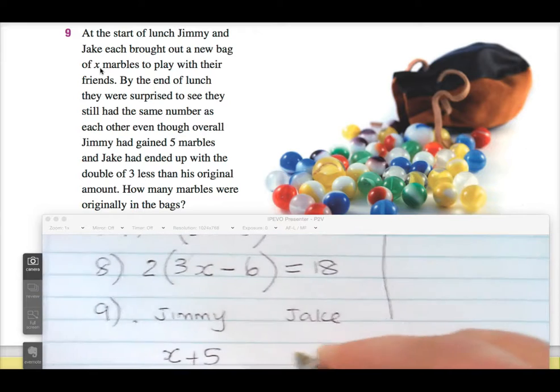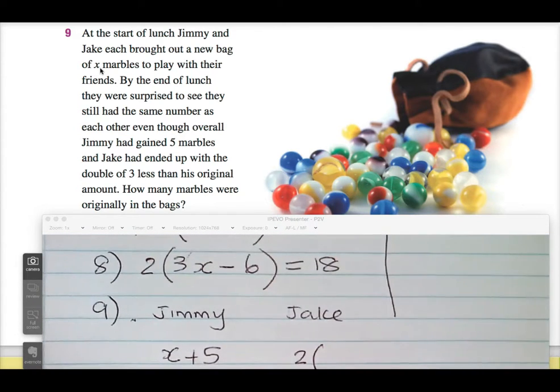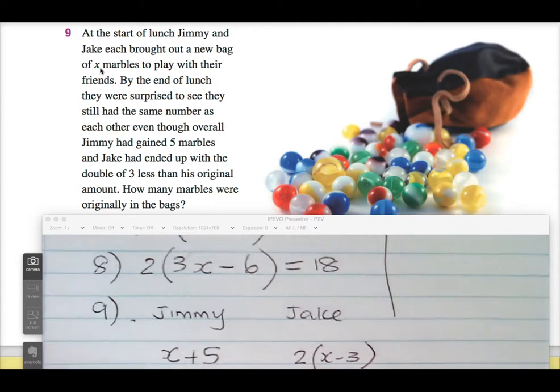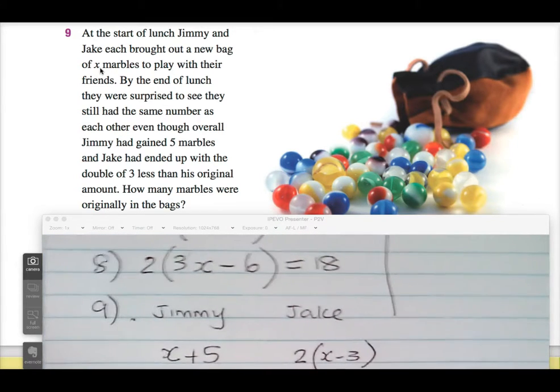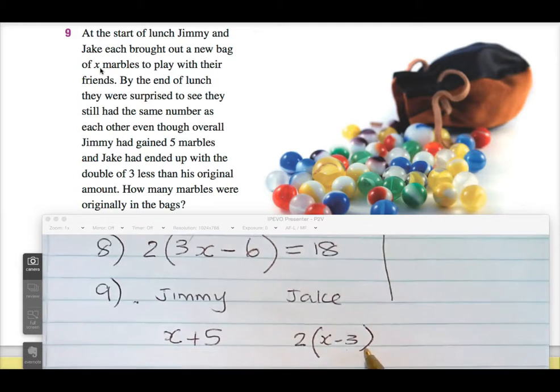Jake ended up with the double of 3 less than his original amount. What's that? 3 less than the original amount. That's 2 bracket x minus 3. Then the double of 3 less than his original amount, so it's got to be double bracket x minus 3, the double of that.